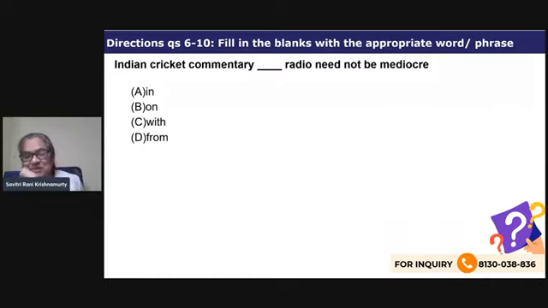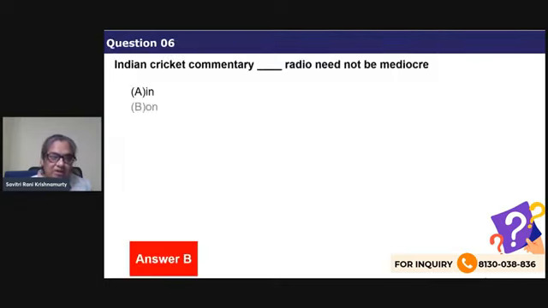This was from an article by Derek O'Brien criticizing Indian cricket commentary. I don't know, I think it was in the Indian Express yesterday, maybe. I'm not sure. Excellent, excellent, excellent. So far, all correct. Indian cricket commentary on radio. All right, you see something on the radio. The general tendency is to think it is in, right? Excellent. Okay. On radio need not be mediocre.